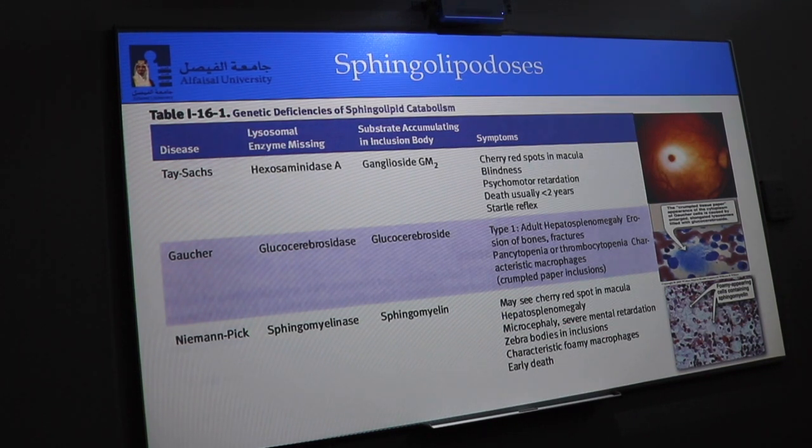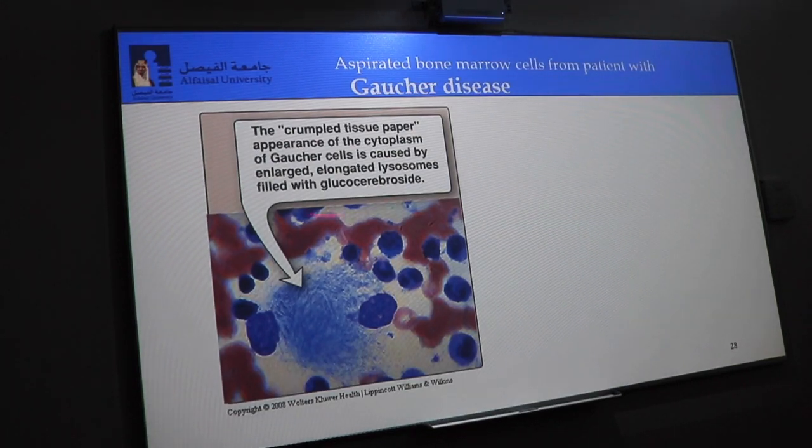So if you look at the aspirated bone marrow of a patient with Gaucher disease, you can see the accumulation of glucocerebroside here. You have elongated lysosomes. They are filled of abnormal amount of glucocerebroside because of the deficiency in glucocerebrosidase enzyme.